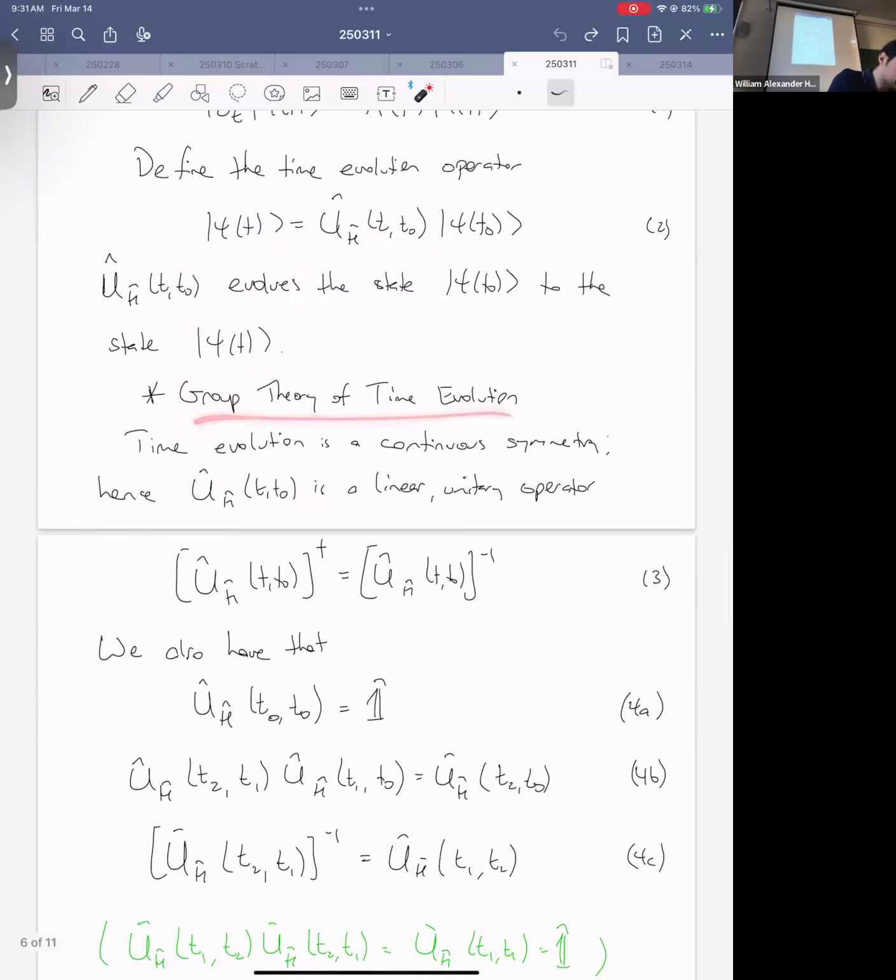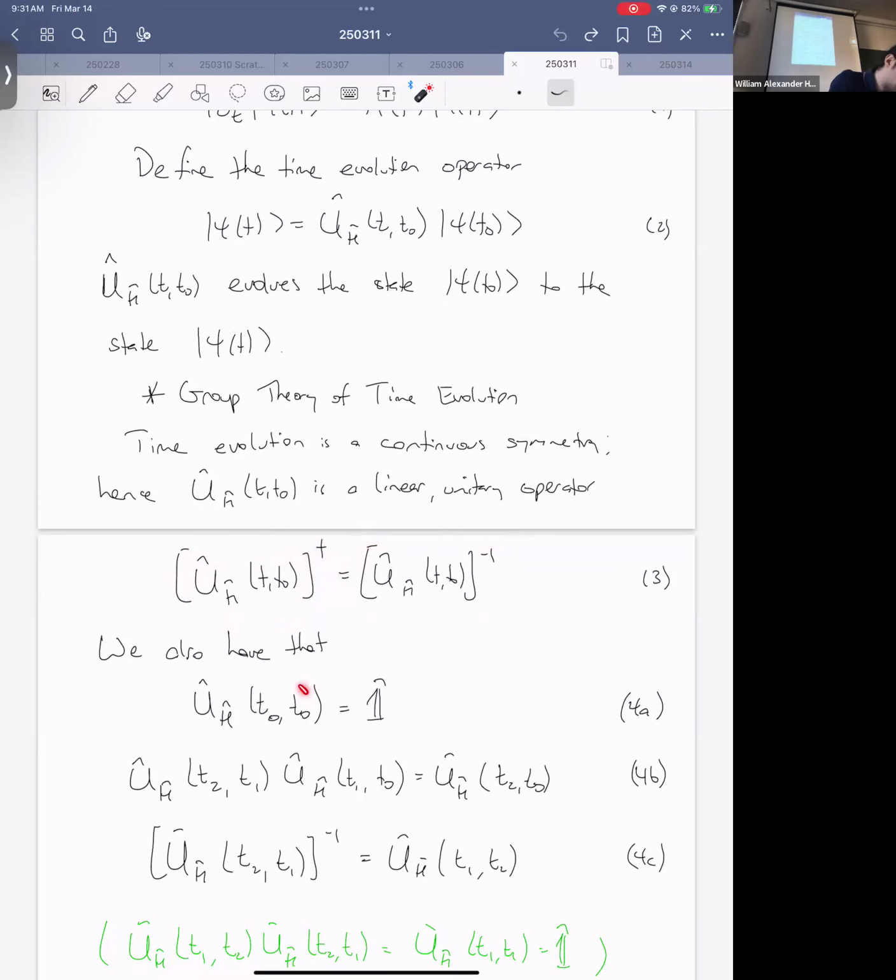We talked about the group theory of time evolution. This is a symmetry transformation that is continuously connected to the identity. So therefore it is, by Wigner's theorem, unitary and linear. It has to be a unitary and linear operator, because in quantum mechanics, probability is conserved. So what does that mean? It means that the Hermitian conjugate of this operator is equal to its inverse.